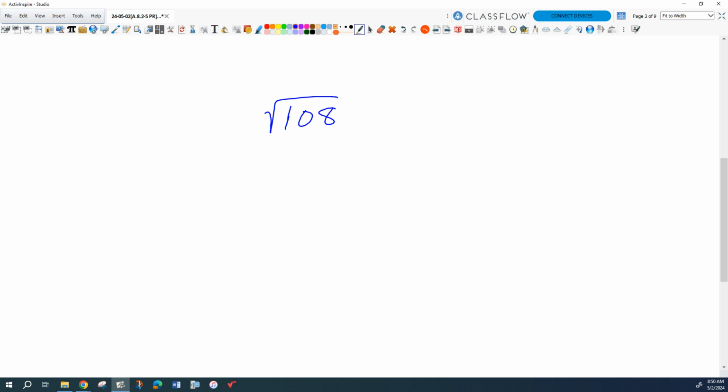36 times what is 108? 3. Yeah, right. So we could break this up into square root of 36 times square root of 3. And what's that give us? 6. Yeah, exactly, right? That's why we found that perfect square, because it's giving us our outside number, which is 6 times square root of 3.